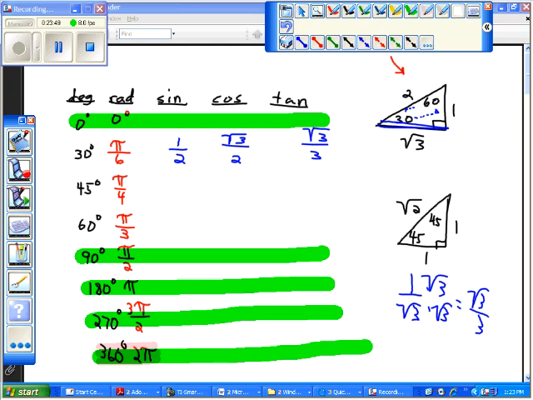Let's go to 45. I'll do it in green. If we talk about sine 45, it is equal to the length of the leg opposite the 45, that's a 1, over the hypotenuse. Sine is leg opposite over hypotenuse, so it's leg opposite 1 over hypotenuse square root 2, but we have to rationalize, and we're going to get square root 2 over 2. So sine 45 is square root 2 over 2.